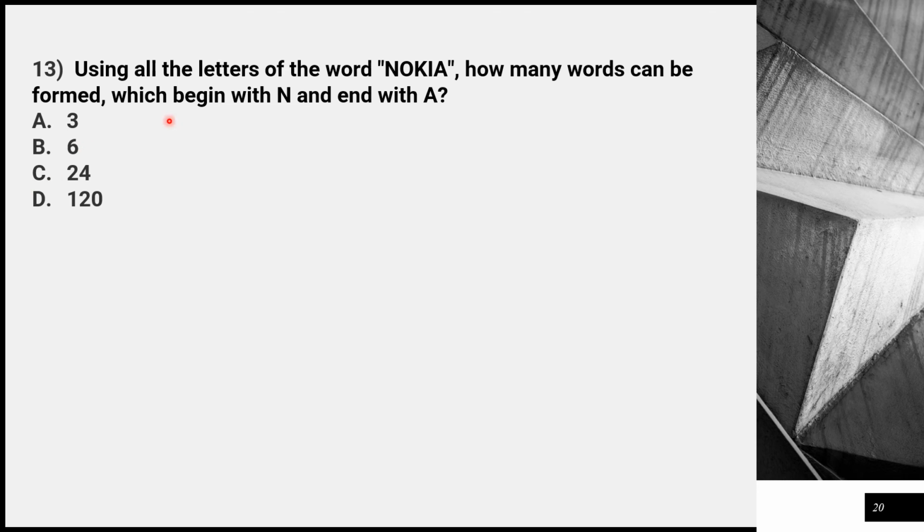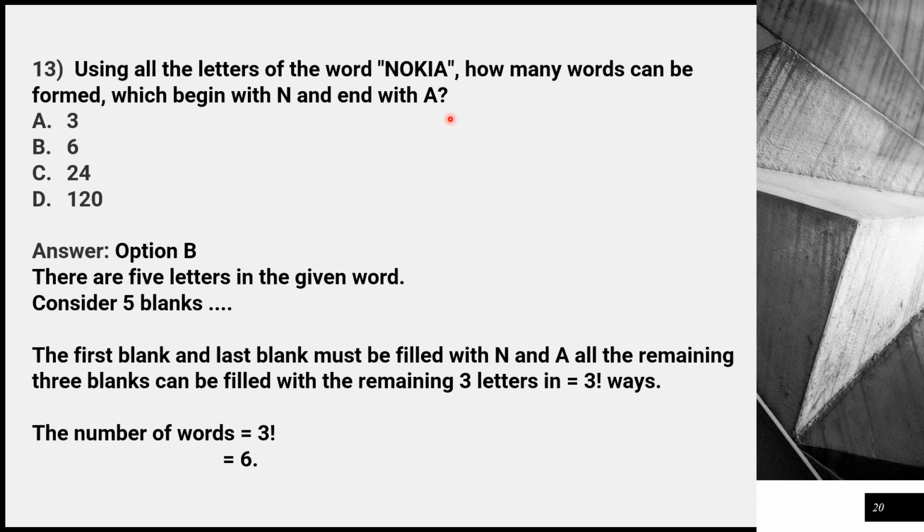So the next question is, using all the letters of the word Nokia, how many words can be formed which begin with N and end with A? So we will see the option is B, because there are 5 letters in the given word, right? Nokia has 5: 1, 2, 3, 4, 5. So consider 5 blanks. 1, 2, 3, 4, 5.